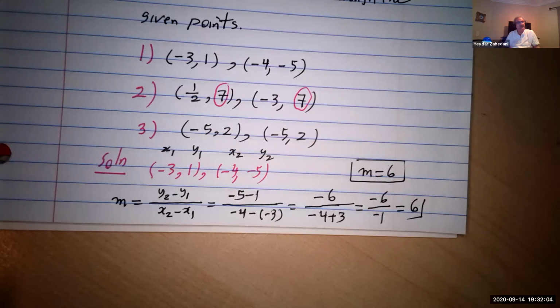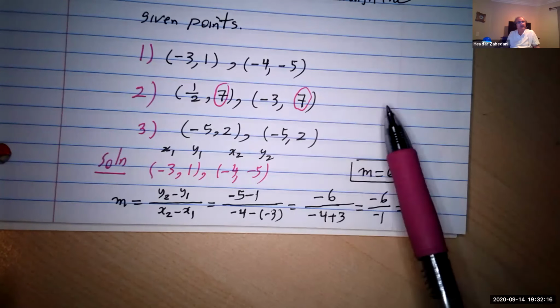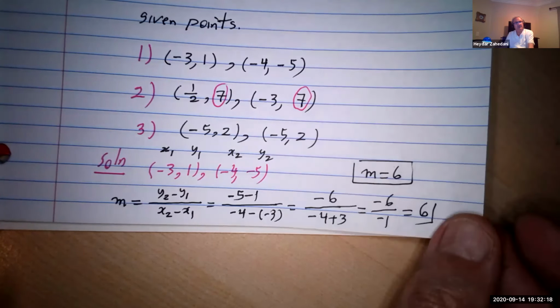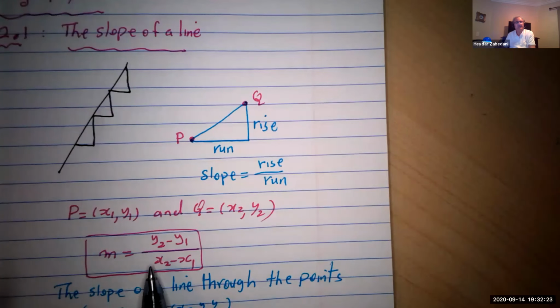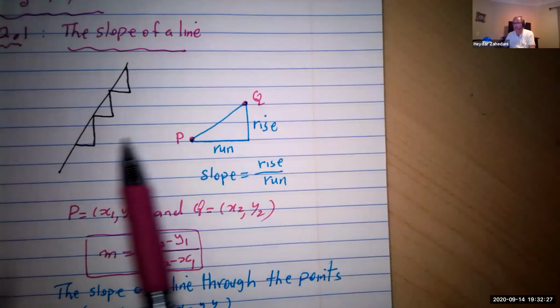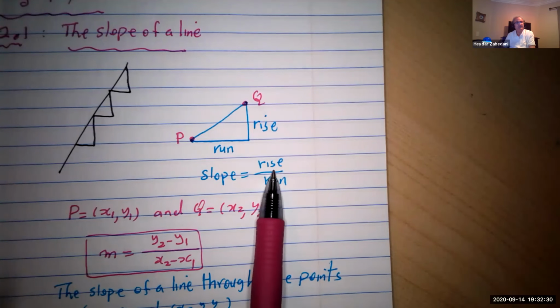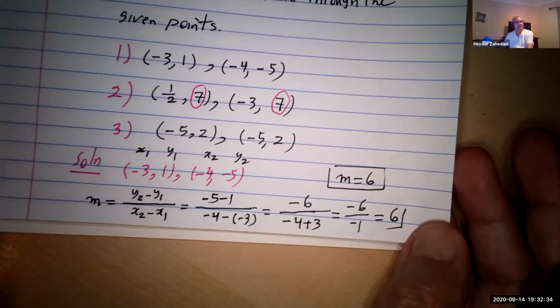You see, if you use the formula, you get the same thing. But at this level, we would like you to be able to identify it quickly. Okay, so the second components are the same, so it's going to be y equal to 7, which is a horizontal line. When it's a horizontal line, there is no rise. It's all run. So rise is 0, and the slope of the line is going to be equal to 0.